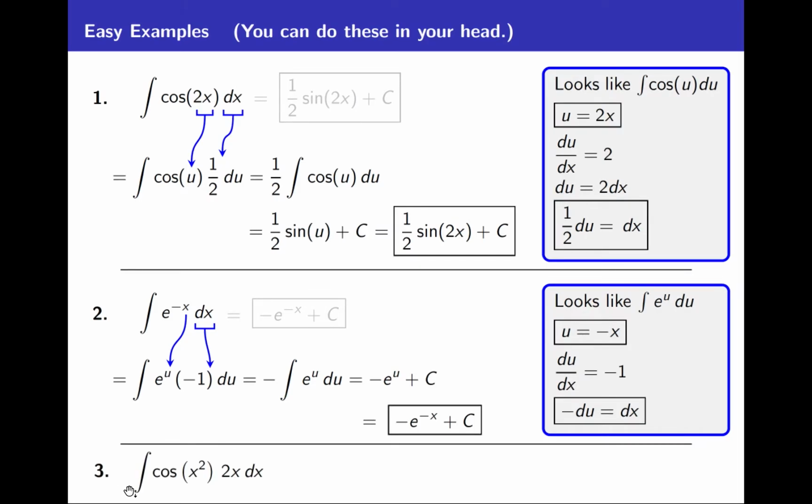For our next example, think of the integral of cosine x squared times 2x dx. This is also one that you can probably do in your head. Even before you learn substitution, you'd probably recognize that this integral equals sine of x squared plus c, because if you differentiate sine of x squared plus c, you get cosine of x squared times 2x with the chain rule. So we got that in one step.